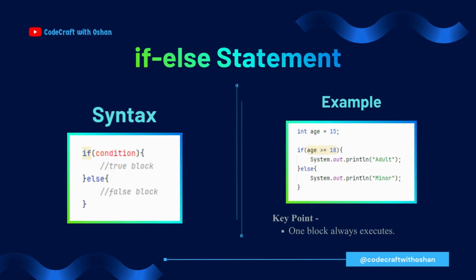But wait, what if it is not raining? In real life, you would say, okay, it's not raining, so I leave the umbrella at home. That's exactly what the if else statement does. It covers both sides. If the condition is true, do this. Otherwise, else do that. So, now our story becomes: if it is raining, take an umbrella. Else, leave it at home.